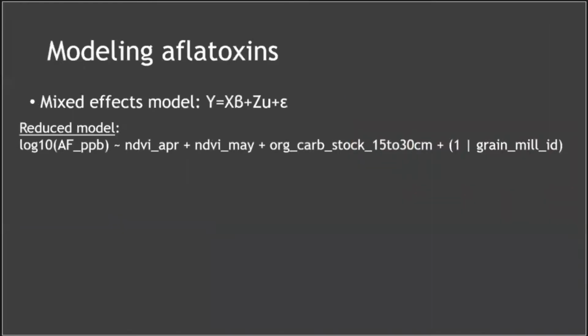So I used several different models to try and model both aflatoxins and fumonisins. Only models for aflatoxin were significant based on environmental factors. I ended up choosing a mixed effects model incorporating both fixed and random effects. A reduced model found the fixed effects of NDVI in April, May, and organic carbon stock from the 15 to 30 centimeter root zone, along with the random effects of each grain mill. So samples were associated with the grain mill, and I used that as my random effects.